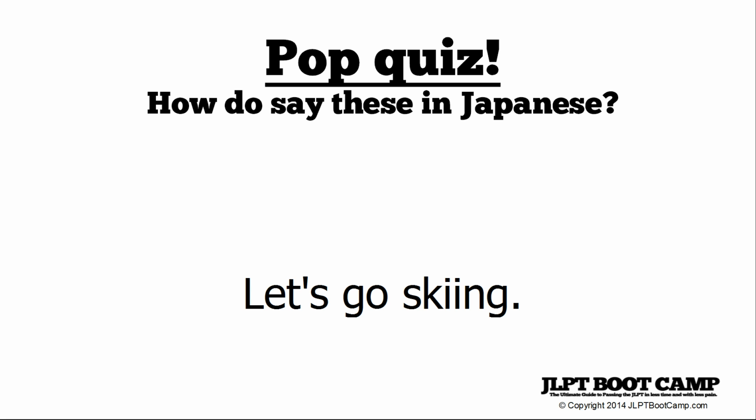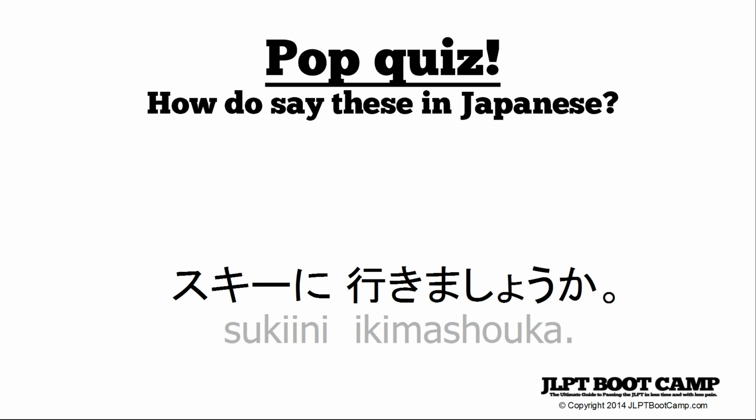And again, this is kind of together. It's a closer way to invite someone to do something. You would say suki ni ikimashouka. So again, this is kind of casual. Mashouka, asking someone to ski. Let's go skiing. And it's implied that it's together. That's not in the Japanese, but it's kind of implied that we're going to go together to go skiing.